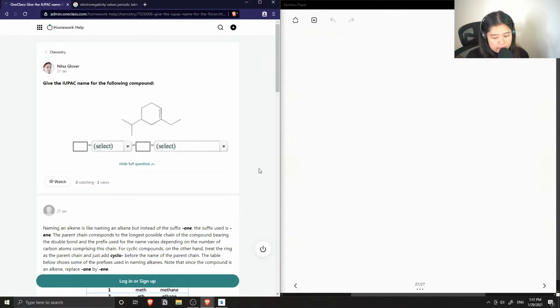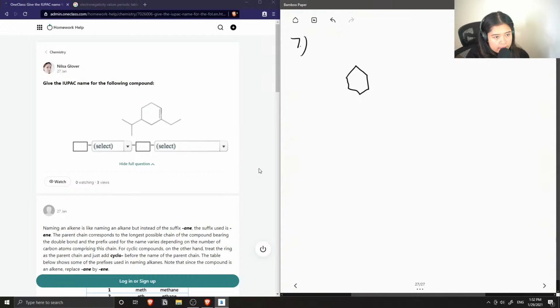Okay, so question number 7 is to give the IUPAC name for the following compound. So here we have a 6-membered carbon ring that contains a double bond. And we have a 2-carbon chain on this carbon and a 3-carbon chain on the other.